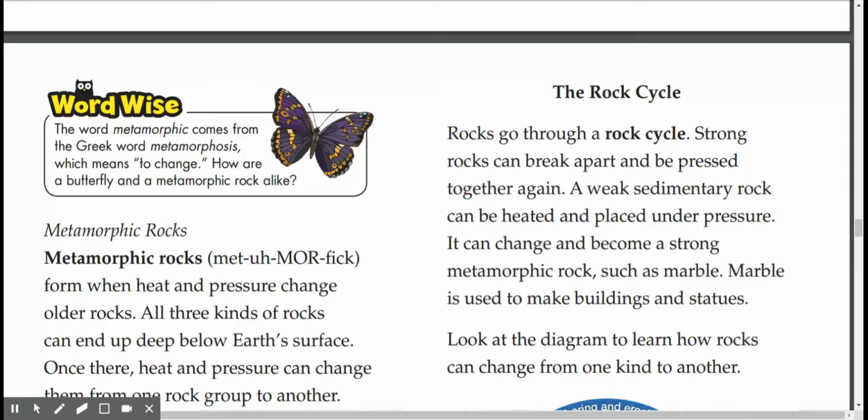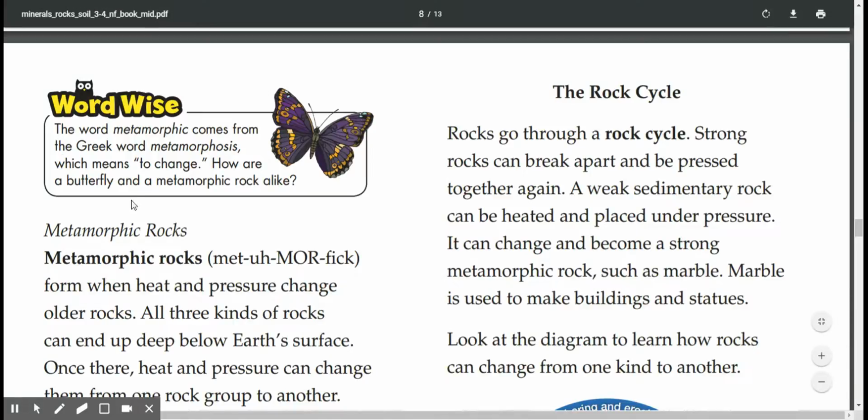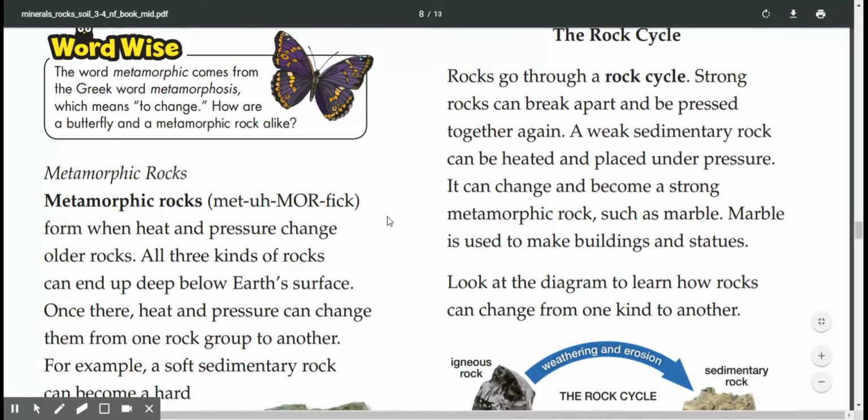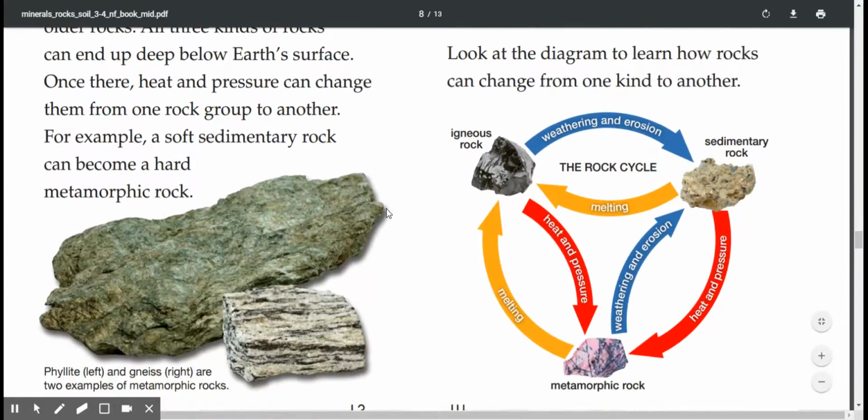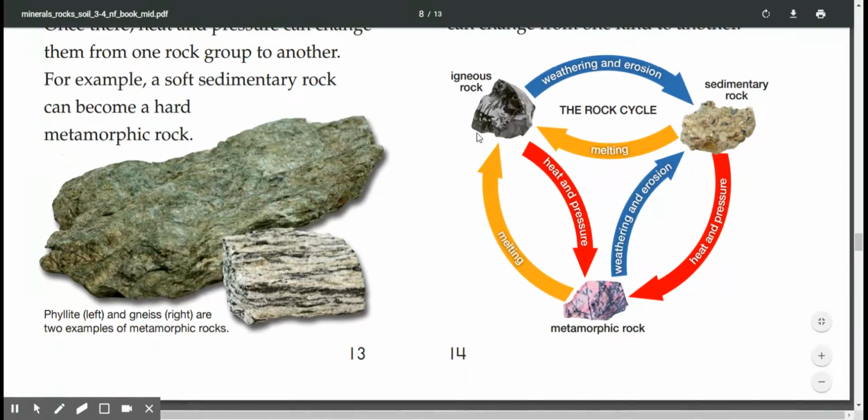Strong rocks can be broken up, weathering and erosion, and be pressed together again. A weak sedimentary rock can be heated and placed under pressure, and it can change and become a metamorphic rock, like marble. Marble, which is, of course, used to make buildings and statues. So we're going to look at this diagram really quick to see how rocks change from one type to another. This is what's called the rock cycle. It's how one rock can go between all three types of rock.